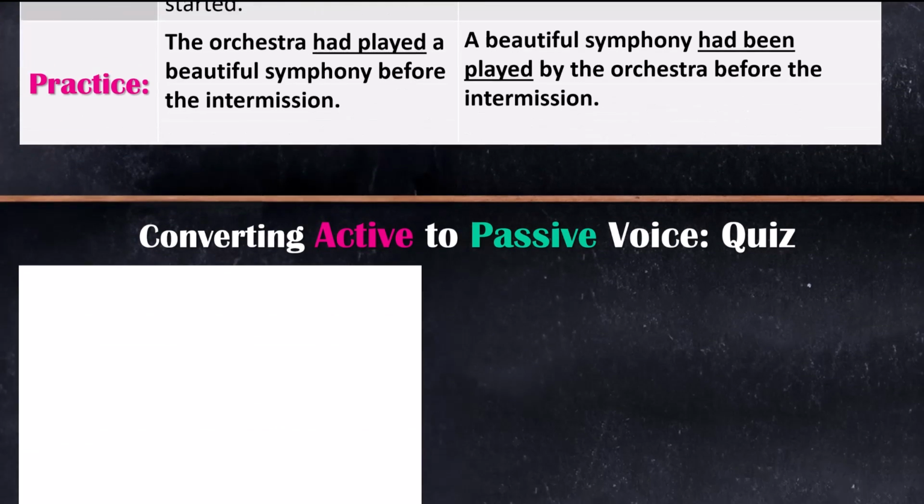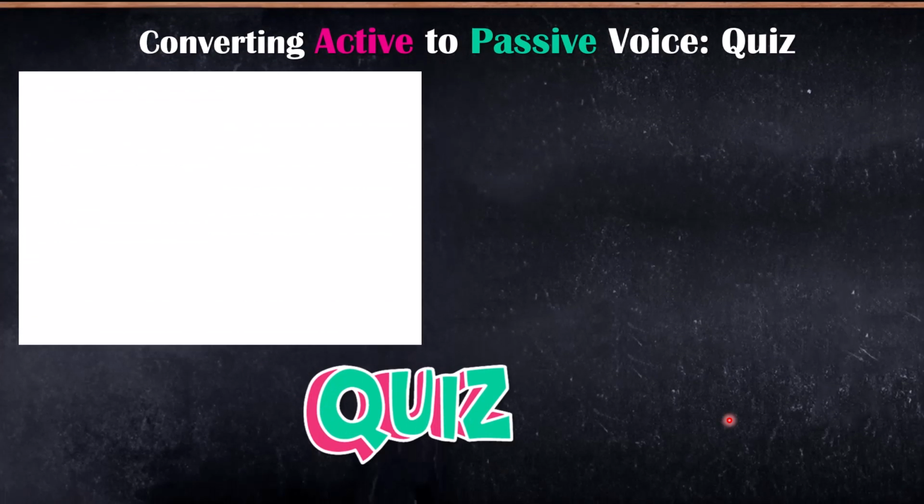Okay, now it's time for our quiz. There are 5 sentences in total, and you must convert them from active to passive. First, I want you to identify what the verb tense is. Is it present simple? Is it present continuous? And then do the conversion. Also, be careful of subject-verb agreement.